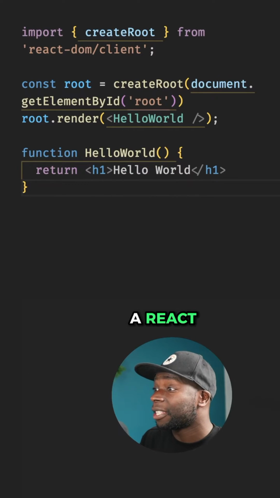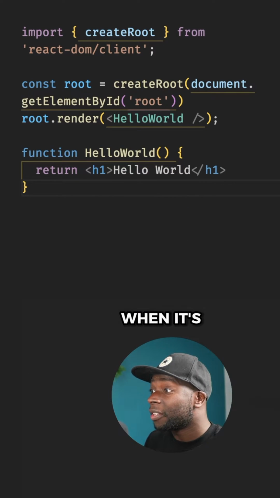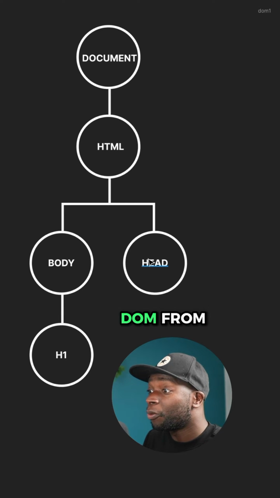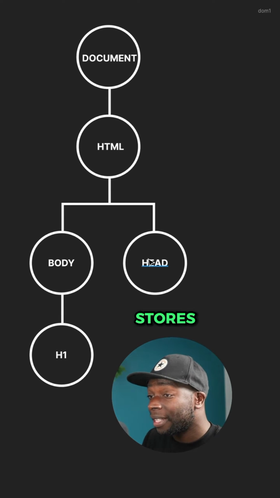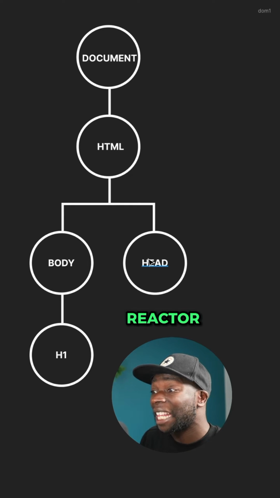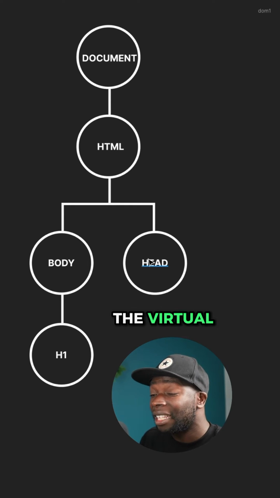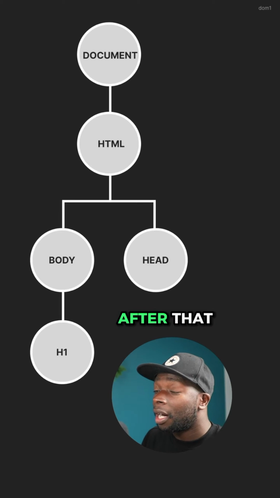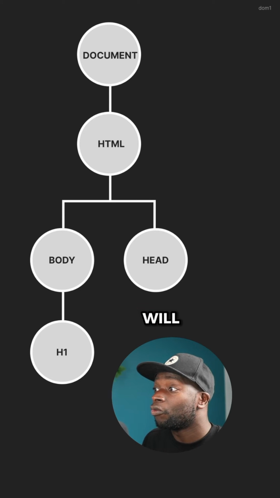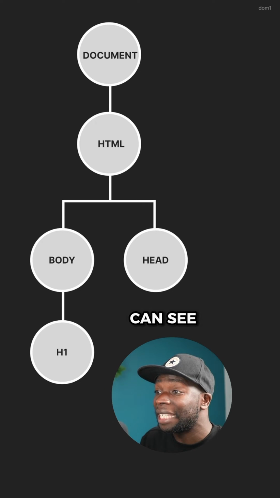If we have a React component that looks like this, when it's first rendered, React will render it to something called a virtual DOM. This is a tree-like structure similar to the DOM from the browser, and React stores this virtual DOM in memory. Since this is the first render, React will create the virtual DOM and the virtual DOM nodes from scratch. After that, React will create real DOM nodes for the browser based on the virtual DOM.